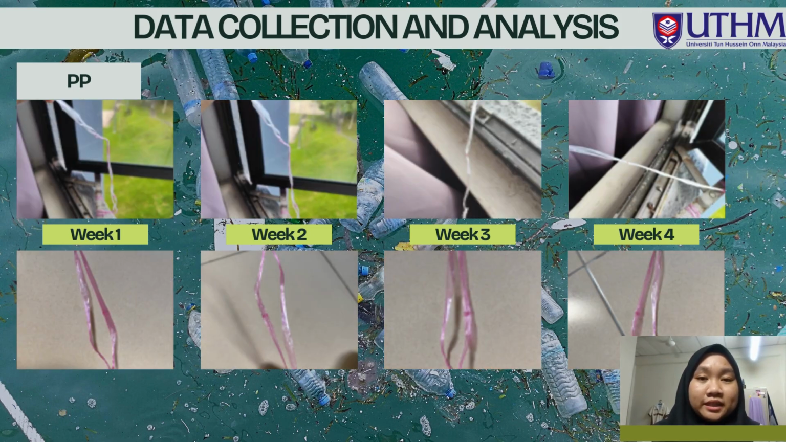Lastly, I will talk about plastic type PP. For plastic type PP, we can see here that the color was already fading in week 1 and it kept increasing week by week. And by week 4, most of the color was already gone when we compare it to the sample that we kept in the shade. This concludes that PP is the least resistant to sunlight among these 3 samples that we have tested.